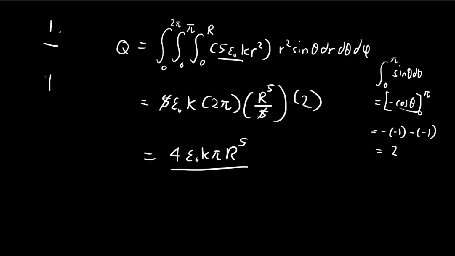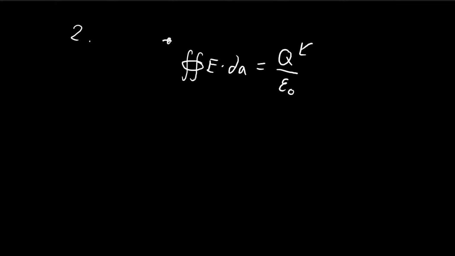But we're told to solve this problem in two ways, so let's try a different method. The second method is to use Gauss's law. We're told that the flux through a closed surface is equal to the total amount of charge inside that surface divided by epsilon. What we're trying to find here is Q. So all we have to do is evaluate this.